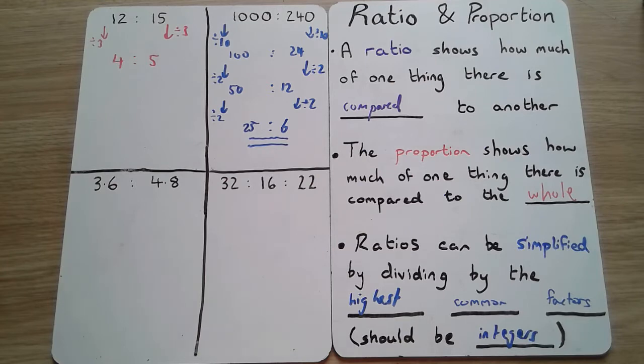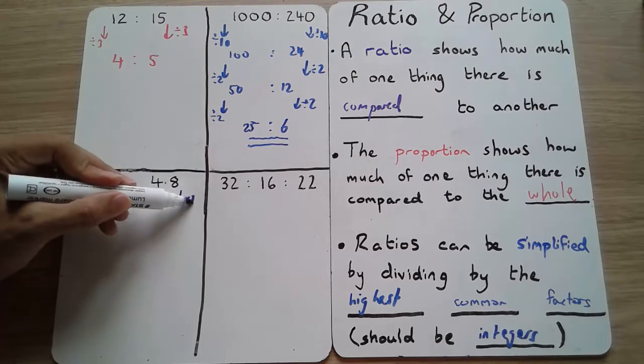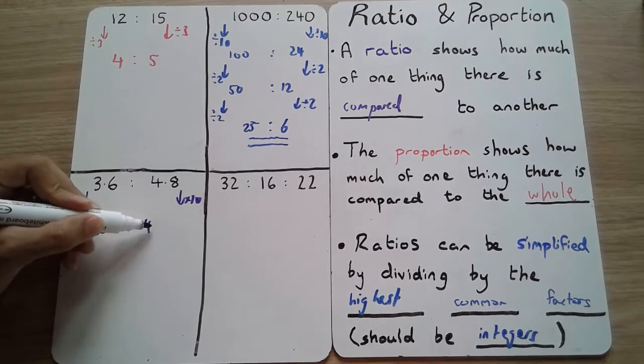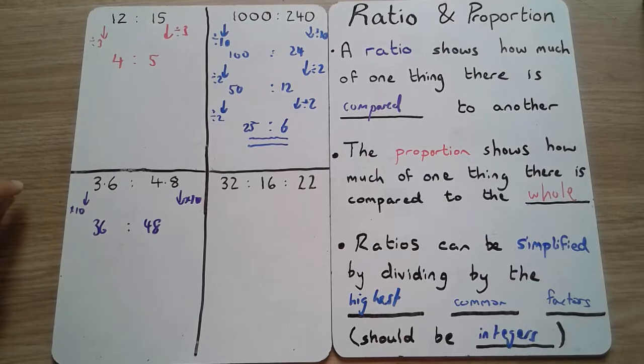Now the issue here is that these numbers are not simplified because there are decimals involved. The easiest way to remove a decimal, or to make a number an integer or whole number, is to multiply both sides here by 10. If we multiply both sides by 10, we end up with 36 to 48. And what we've done there is we now have numbers which we can simplify again by dividing by common factors.